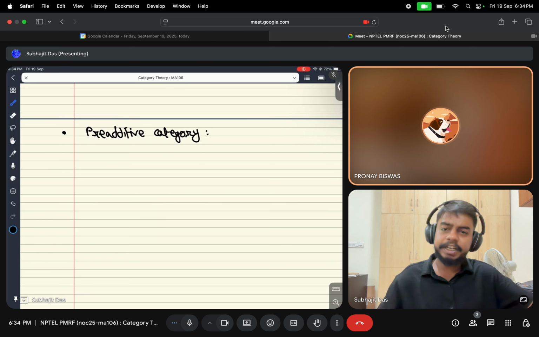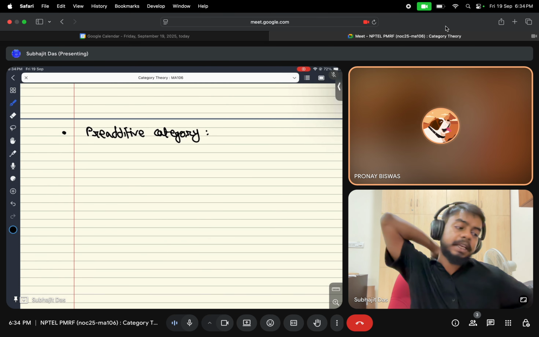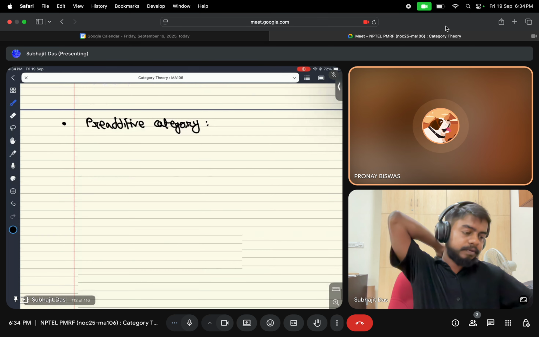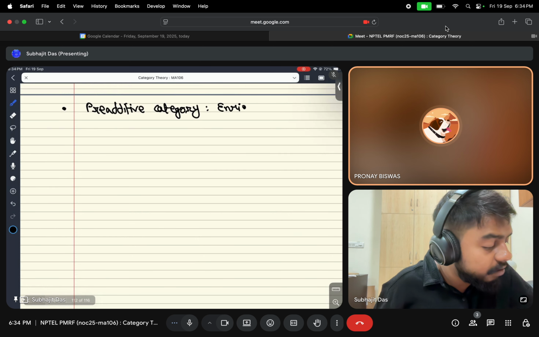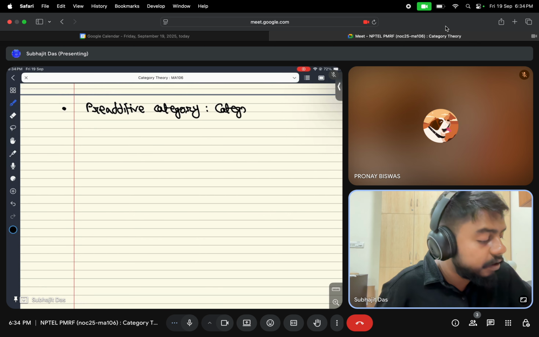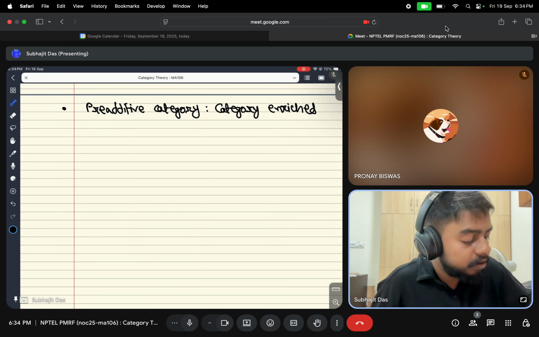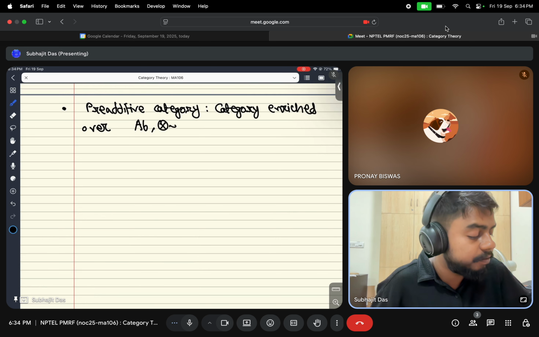Okay. In short, what can you say in short? I mean, based on what we, yeah. So, a category enriched over the category of abelian groups.